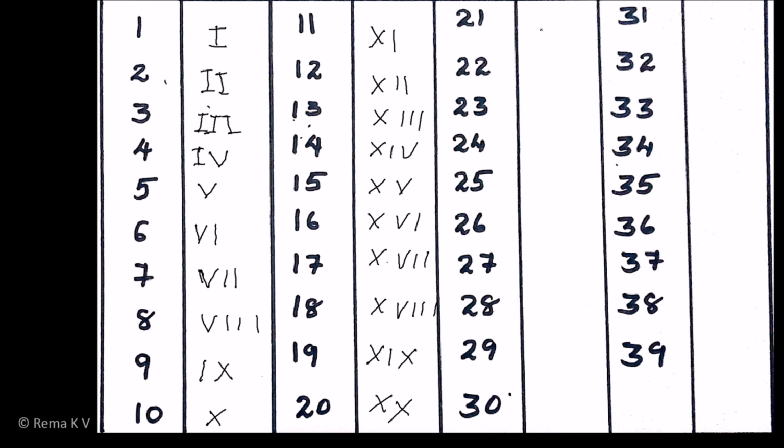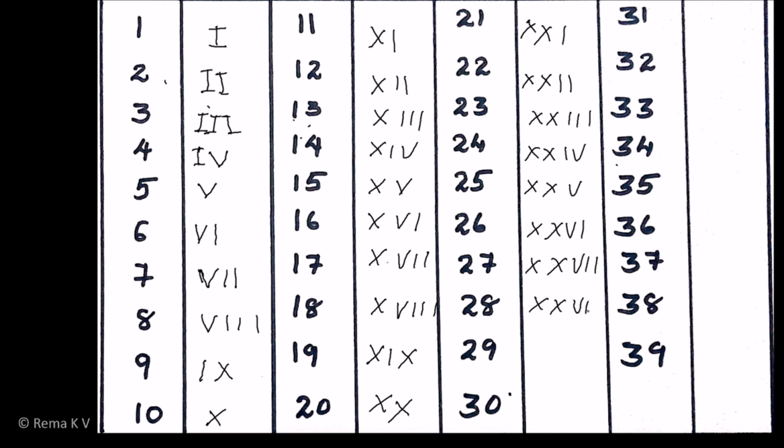Okay. The next one is 21. 21 is 20 and 1. 22 is 20 and 2. 23, 20 and 3. 24, 20 and 4. Then 25, 20 and 5. 26 is 20 and 6. 27, 20 and 7. 28, 20 and 8. 29, 20 and 9. Then 30, 10, 20 and 10. Okay.